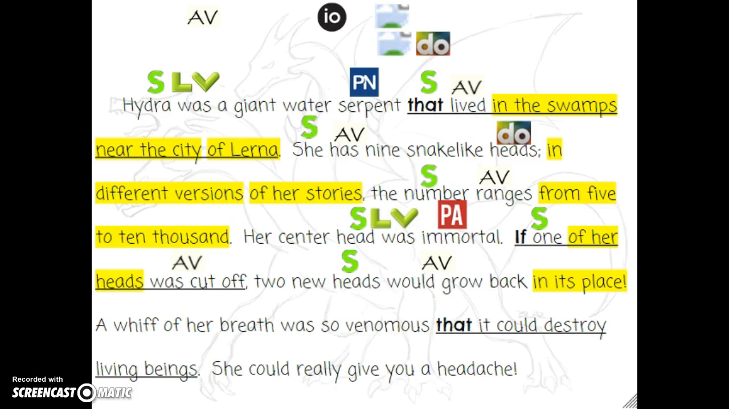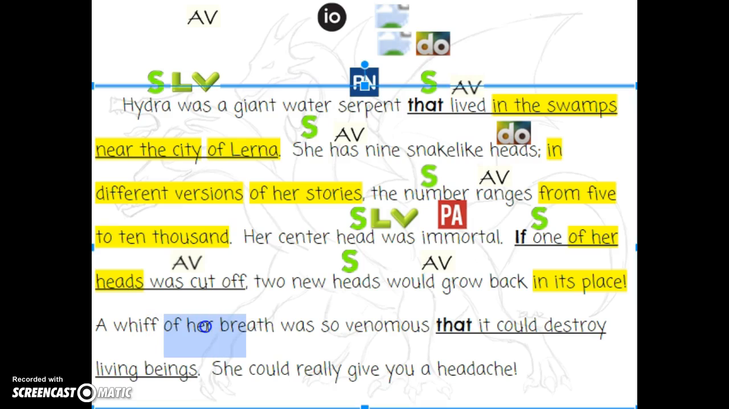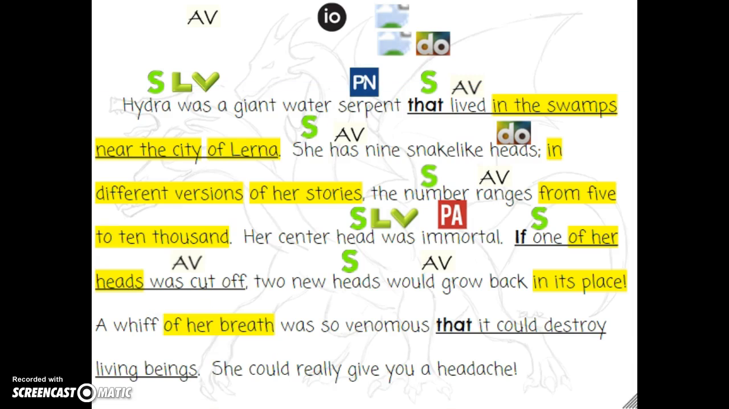A whiff of her breath was so venomous that it could destroy living beings. See another sentence here with a dependent clause. The subordinating conjunction here is that. So I'm going to look to the first part of the sentence, the independent clause. A whiff of her breath was so venomous. I see a prepositional phrase, of. I'm left with a whiff was so venomous. I'm going to look for my subject. What is it about? And I see a.